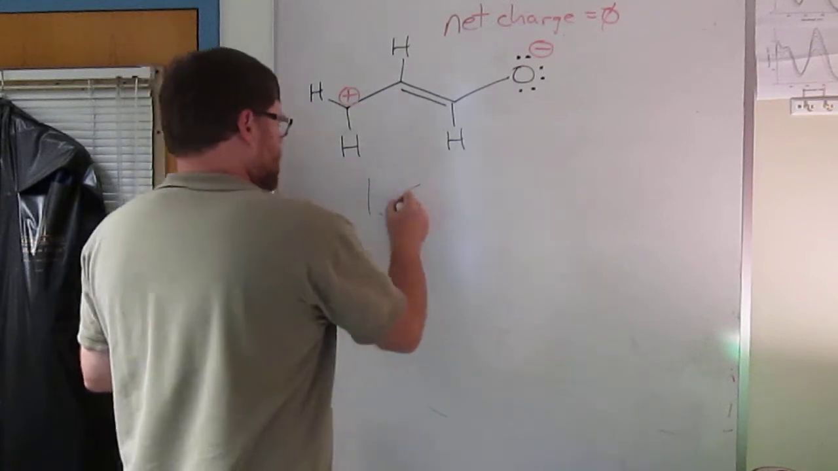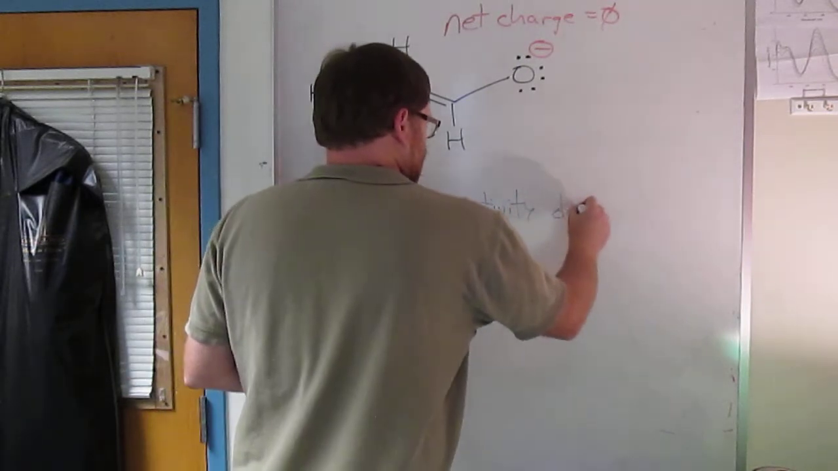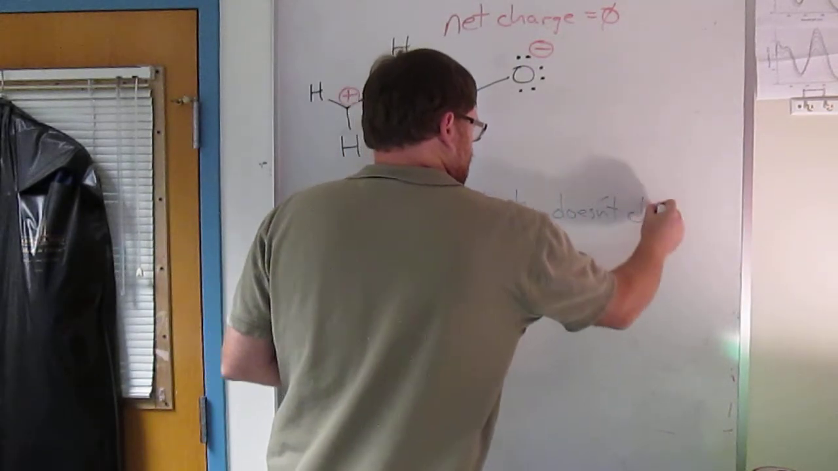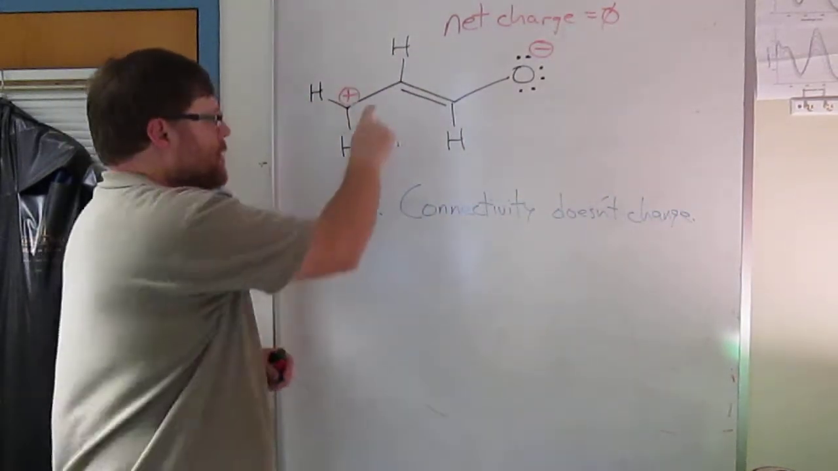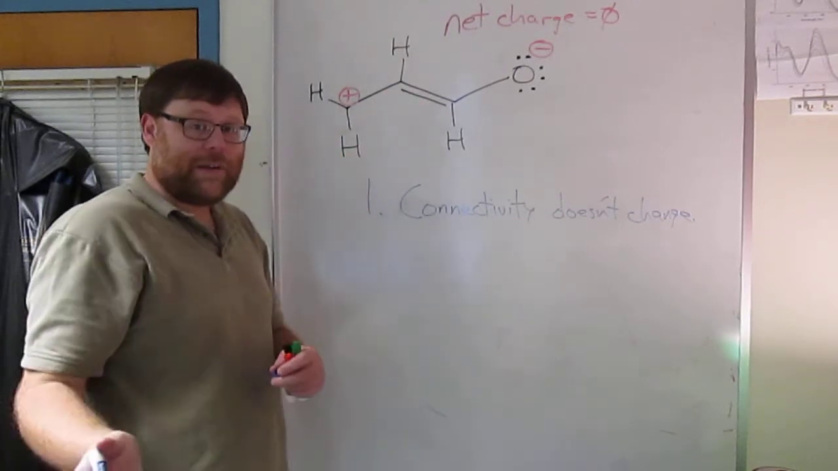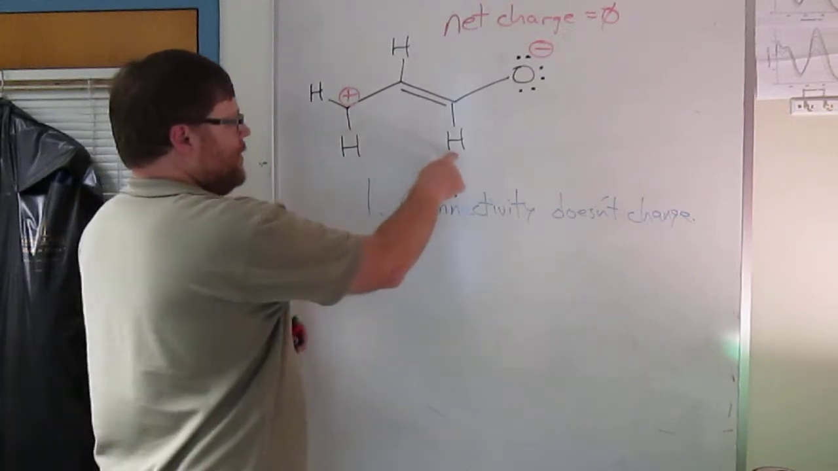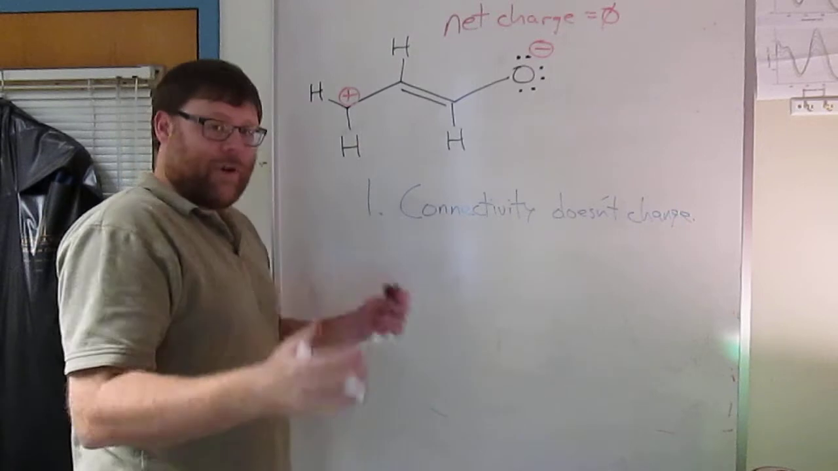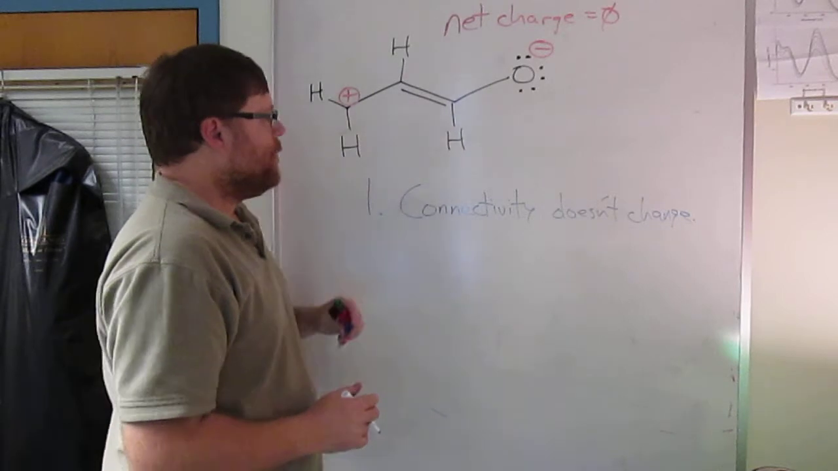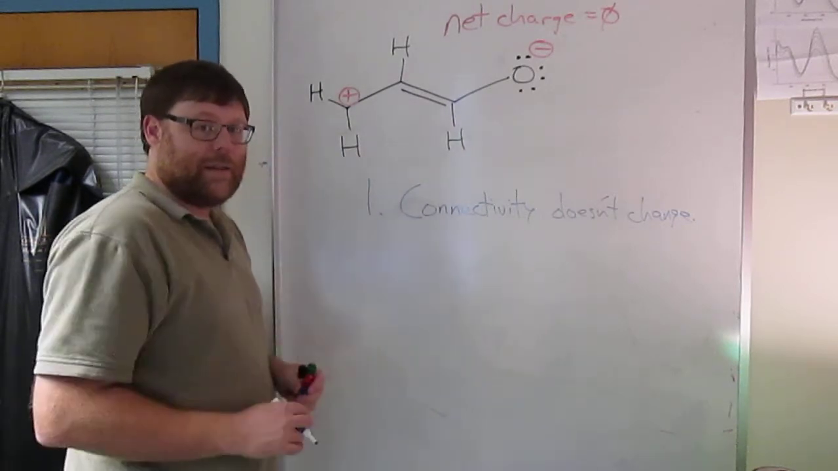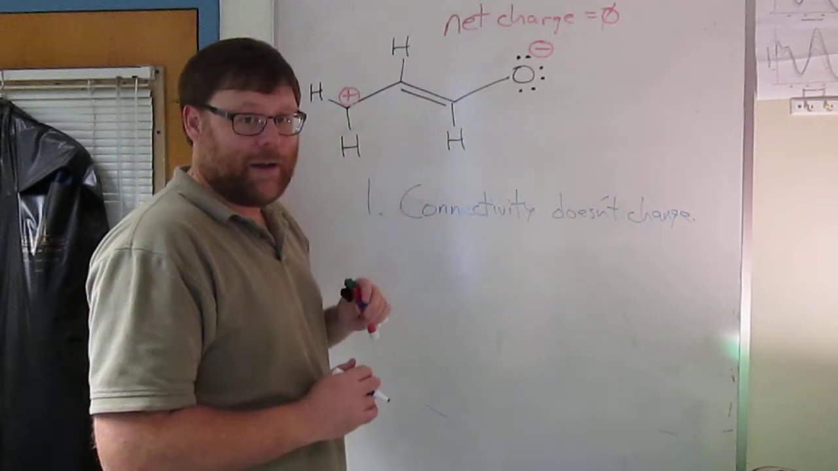So the first rule, connectivity doesn't change. All right, so this carbon is bonded to 2 hydrogens and another carbon. In any other resonance form, it has to be bonded to 2 hydrogens and that other carbon. Likewise, this hydrogen is always bonded to this carbon. In every other resonance form, that hydrogen will be bonded to that carbon. This oxygen is bonded to that carbon. In every other resonance form, it's bonded to that carbon. This oxygen is bonded to nothing else. In every other resonance form, there'll be nothing else bonded to that oxygen.